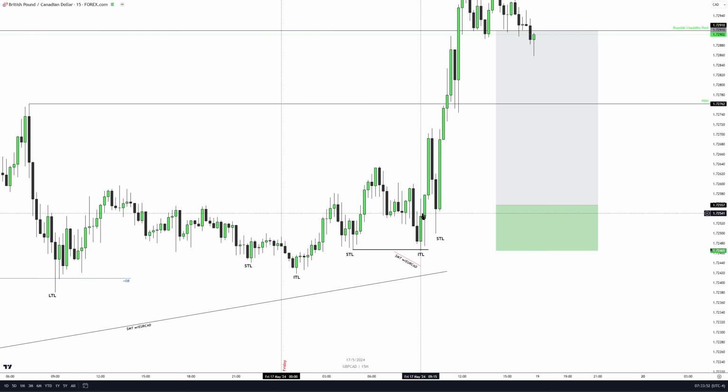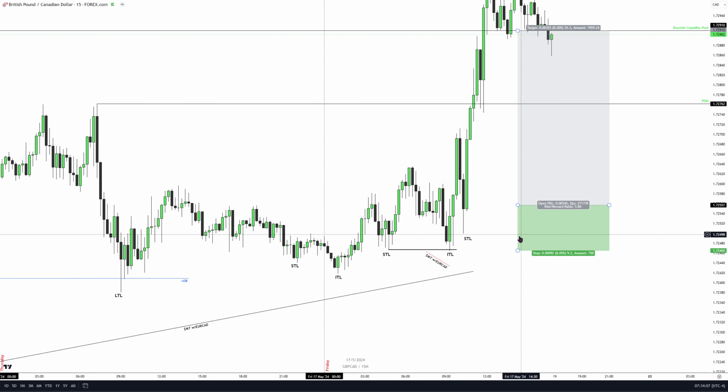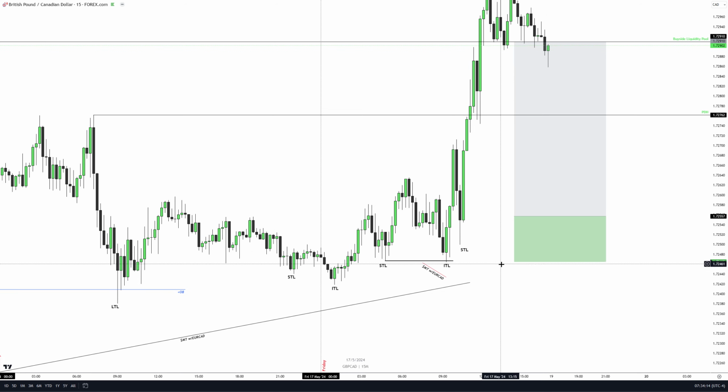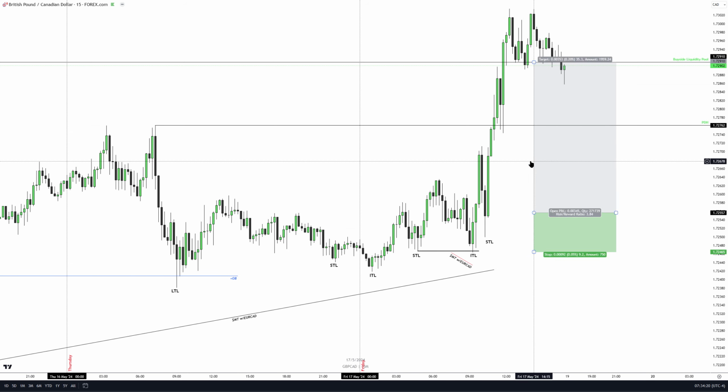And I looked for an entry in discount of this range, and we had this reclaimed fair value gap plus this order block that had been created. It lined up with about equilibrium of the order block plus discount of the range plus the reclaimed fair value gap. Now where do we put our stops? Where they are safe, below an intermediate term low or a long term low, of course. But in this case, an intermediate term low, we enter on the short term low that's formed afterwards, and we ride it all the way up.